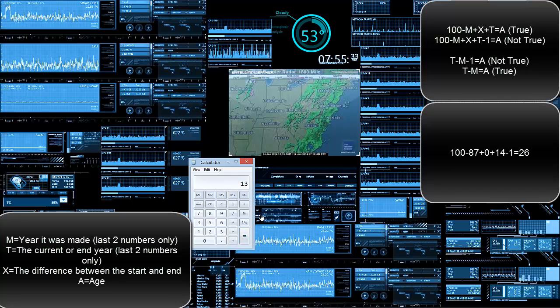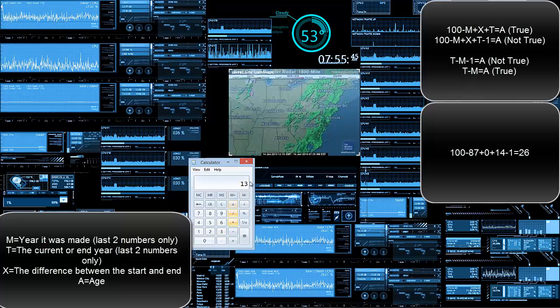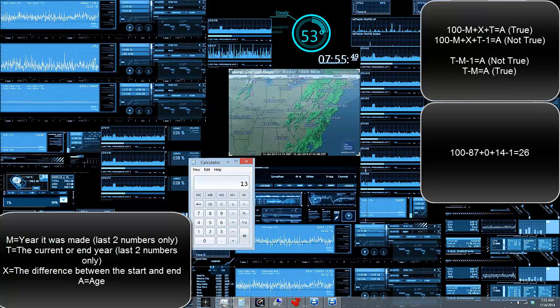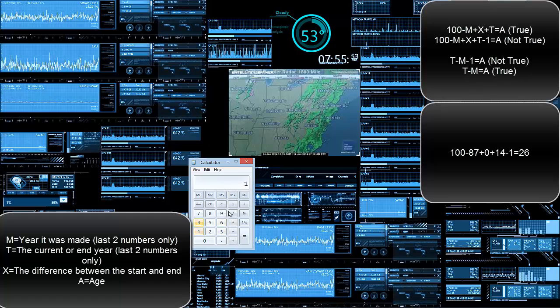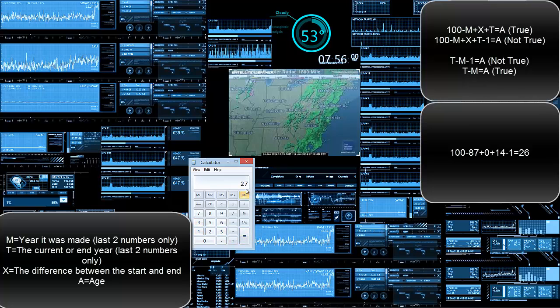This means when the 100th rolled around, or in this case, when the millennia rolled around, I was 13 years old. So, as far as that goes, we got 13. Now, how many years happen after the 100th? It's 14. So, sorry about that. It's 13 plus 14, which equals 27.